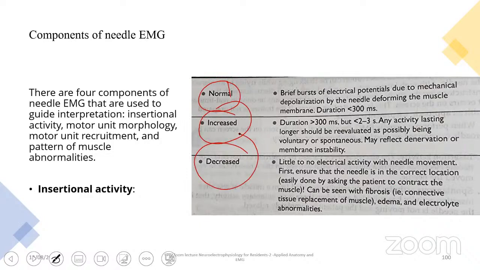Normal insertional activity is brief bursts of electrical potentials due to mechanical depolarization by the needle deforming the muscle membrane, lasting less than 300 milliseconds. If it is more than 300 milliseconds but less than 2 to 3 seconds, any activity lasting longer should be re-evaluated as possibly being voluntary or spontaneous, and may reflect denervation or membrane instability.